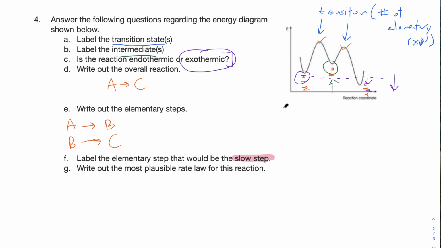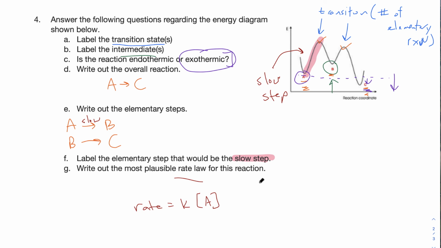Now, the slow step from any of these reactions is always going to be the one that has the highest activation energy. And so really, you're just looking for how tall is this one compared to how tall is that one. And you can clearly see the first one is taller, therefore it is the slow step. So if we want to label that, we'd say that is our slow step. And if that is the slow step, well, it's a fairly simple rate law now. The rate would be equal to k and then concentration of A.